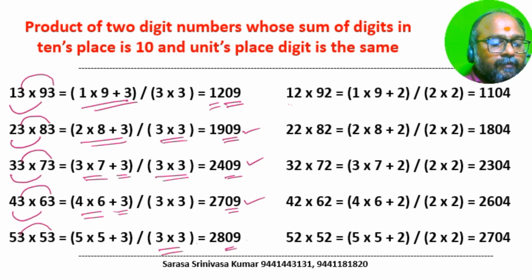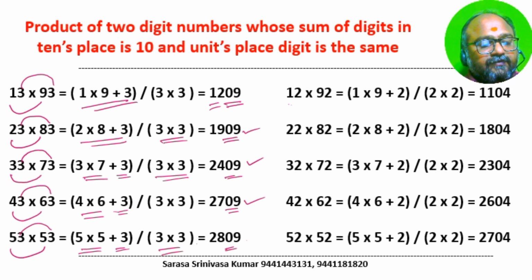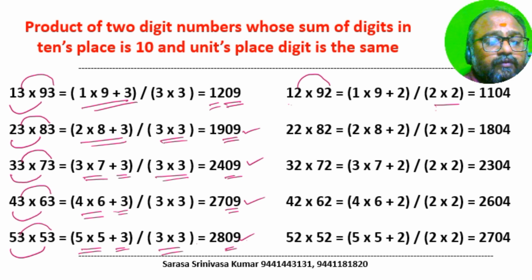Multiply the units place digits 3 and 3, 09. Multiply the tens place digits 5 into 5 and add units place digit 3. 2809. Multiply the units place digits 2 and 2. We write 04. You must be careful in writing this one. We write it as 04.